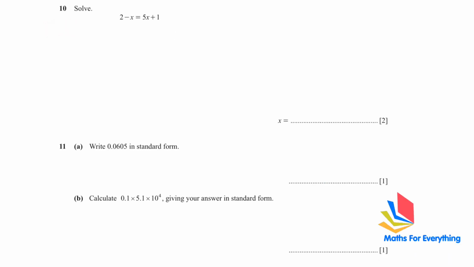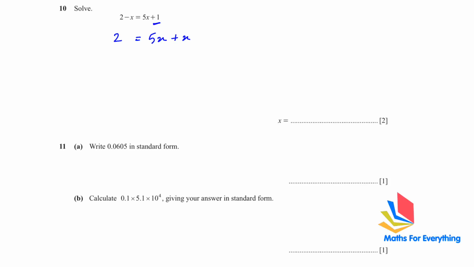Question number 10. 2 minus x is equal to 5x plus 1. We are going to put the like terms together. 5x is positive and 5 is bigger than a negative 1x. So we will shift the negative x to the other side. 2 is equal to 5x. The negative x will become positive x.